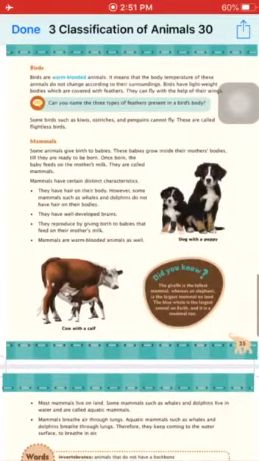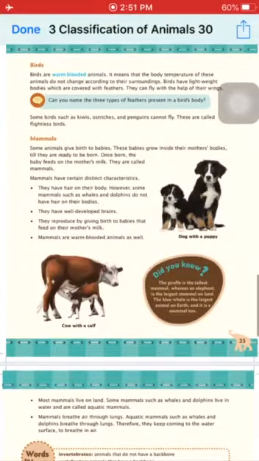Next are the mammals. Some animals give birth to babies. These babies grow inside their mothers' bodies till they are ready to be born. Once born, the babies feed on their mother's milk. These animals are called mammals.